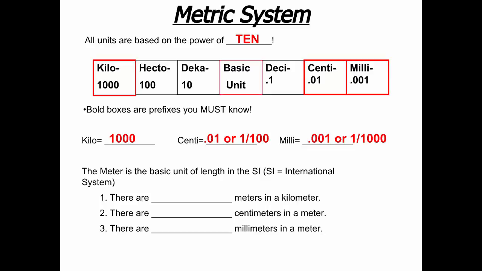So if I look in the international system, the SI system as it's sometimes called, the meter is the base unit of length. How many meters are there in a kilometer? Sasha? 1,000.